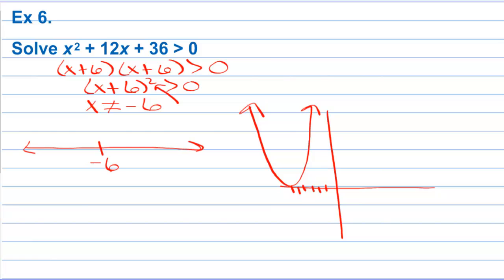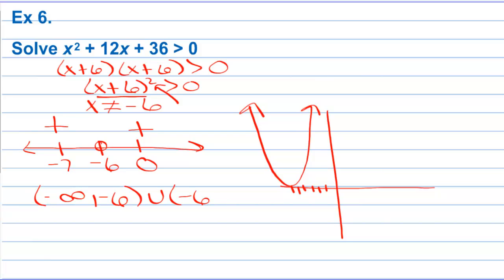We could have negative 6, open dot, test negative 7, test 0. If we plug negative 7 in, we get negative 7 squared. That's positive. And then if we plug 0 in, 6 squared is positive. Every place is positive except for one value, and that's at negative 6. So the answer is negative infinity to negative 6, union with negative 6 to infinity. So count everything except for negative 6 will be a positive value, greater than 0.